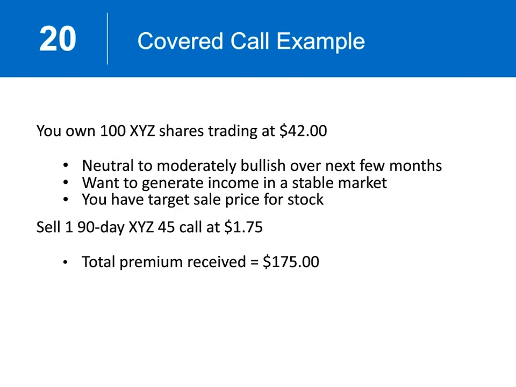Let's go with a little example here. We've got 100 shares of XYZ trading at $42. Again, when we talk covered calls, ideally we're neutral to a little bit bullish over the period we want to sell calls. Obviously, the motivation is to generate income in what we hope is a stable market. We do have a target price for the stock. The stock is 42. We think it's got a shot to go to 45 over the next 90 days. So we sell one 90-day XYZ 45 call for 175 with the stock at 42.